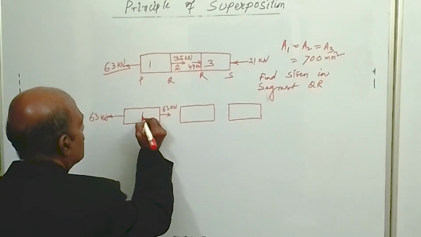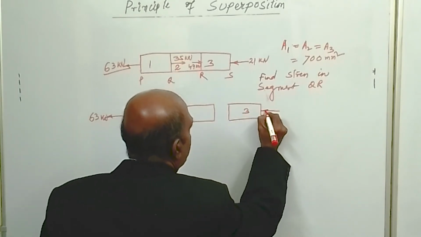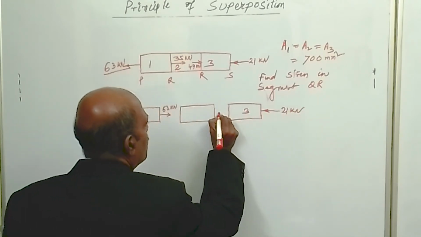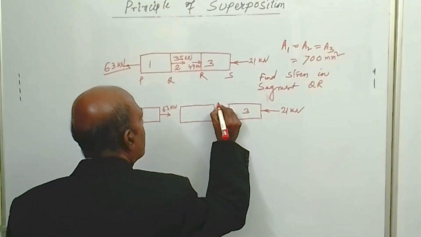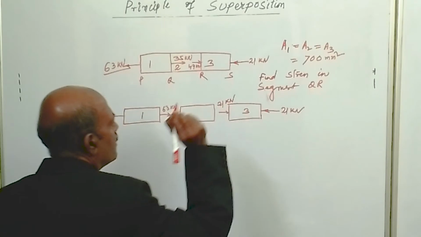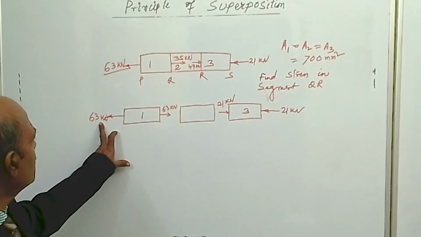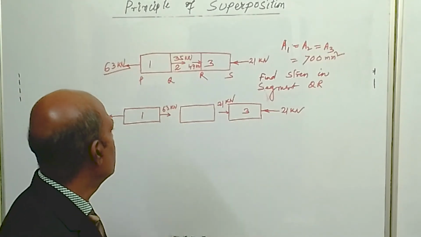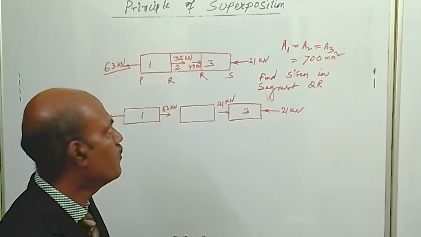Now you see the segment 3, it is given 21 kilonewton. So from this side, because this load is a compressive load, from the left side it will also be compressive load. So in the first segment you can see 63 kilonewton, that is tensile load, and in the third segment it is 21 kilonewton compressive load.